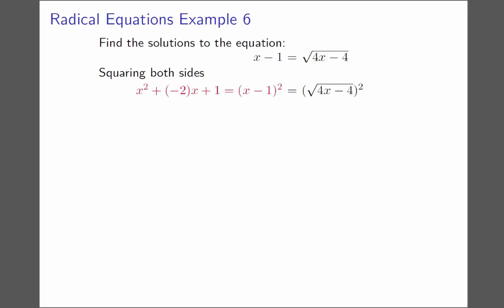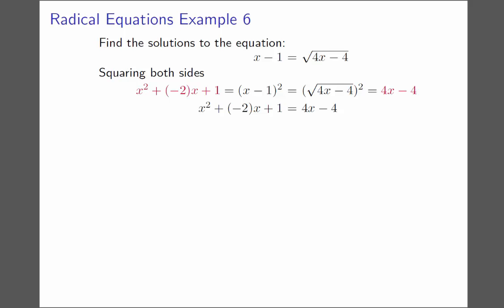On the right, when we square something after taking the square root, we're right back where we started. So the square root of 4x minus 4 squared is 4x minus 4, leaving us with the equation x squared minus 2x plus 1 equals 4x minus 4.